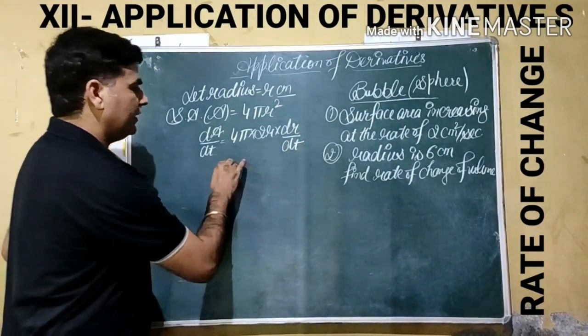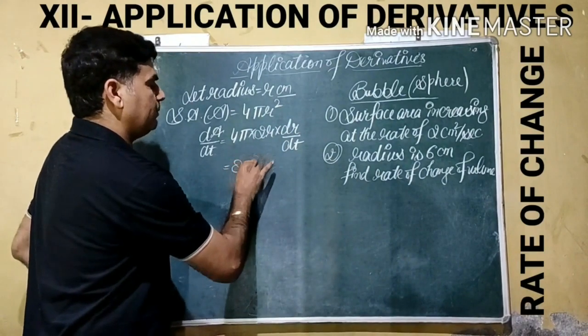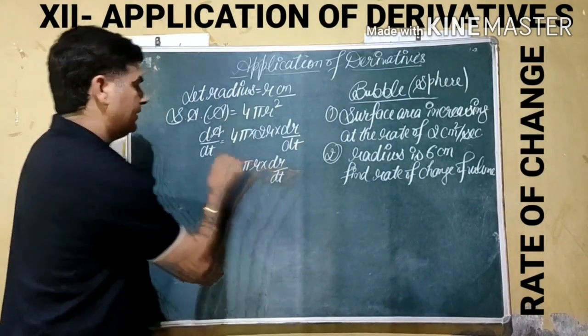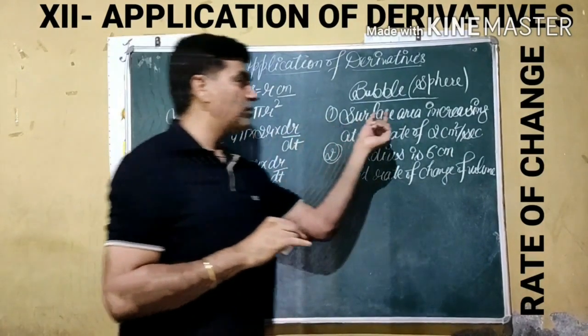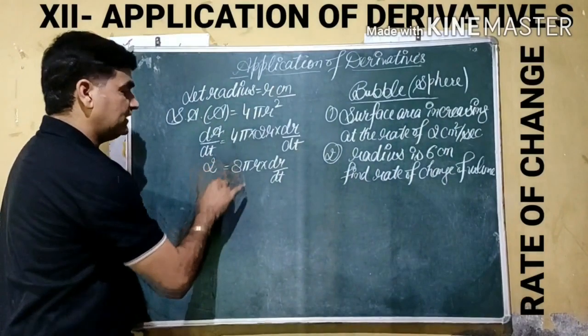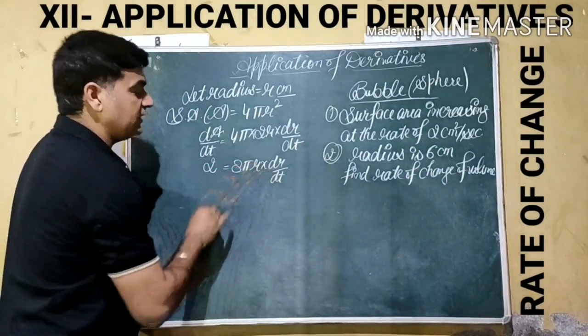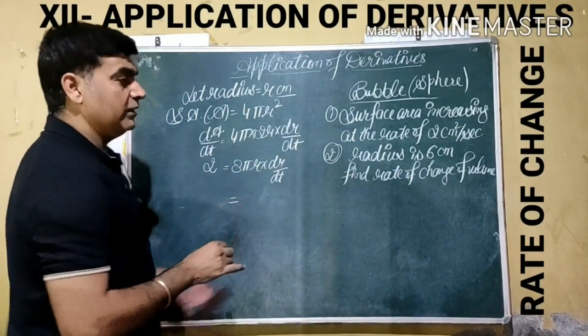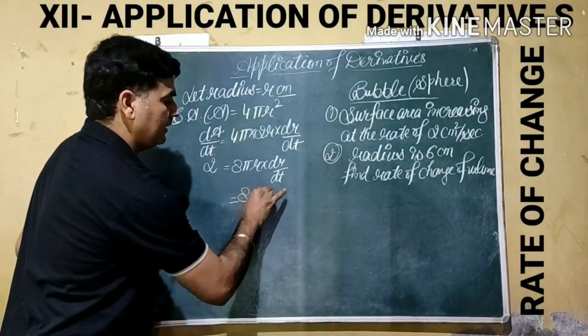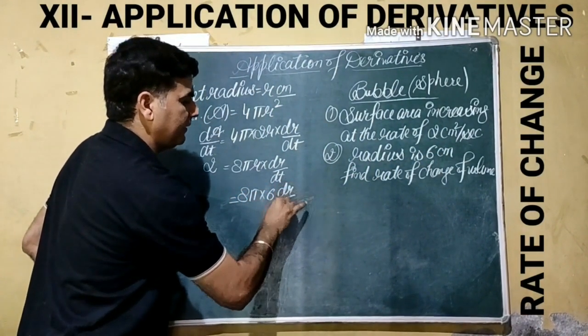If we see here, it comes out total 8 pi r dr by dt. dA by dt means change of surface area. It is already given 2 centimeters square per second. If we simplify from here by replacing the value of r, radius is given by 6 centimeter. So it becomes 8 pi multiply 6 dr by dt.